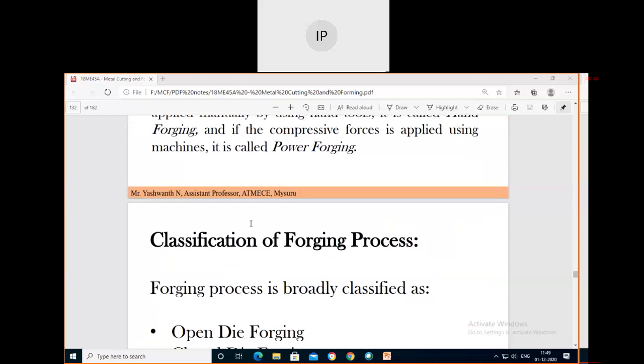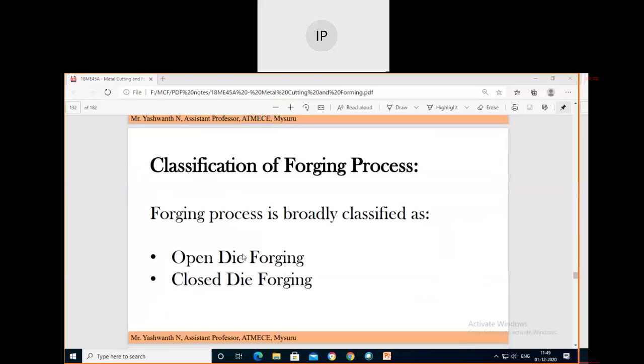Now next we see the classification of forging process. The forging process can be classified by the degree to which the flow of the work material is constrained during the process. Mainly we have two types: open die forging and closed die forging. Also, one more, the third one, is impression die forging. Just write down the classification of forging process.